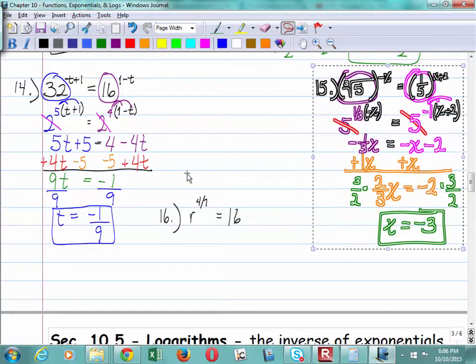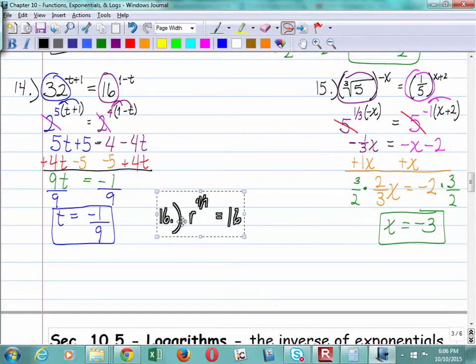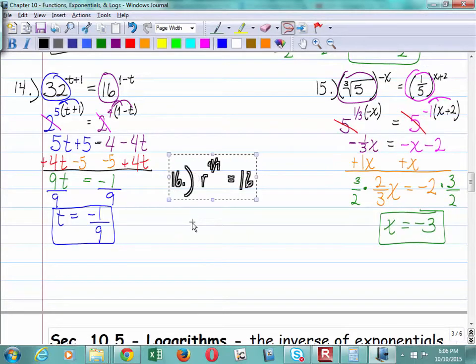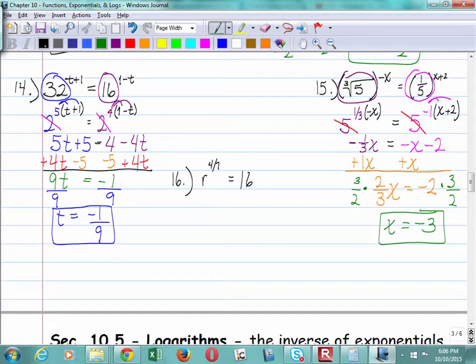Okay, and then number 16, I have r to the power of 4 over 7 equals 16. So in order to solve that, we need to know the rule that says that x to the power of p over n is equal to the nth root of x to the power of p. And it doesn't matter whether you put the p on the inside or the outside of the radical.